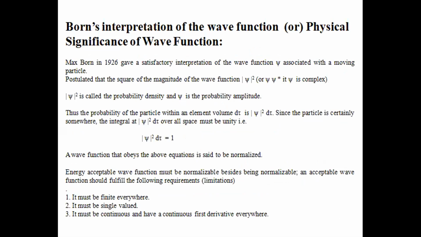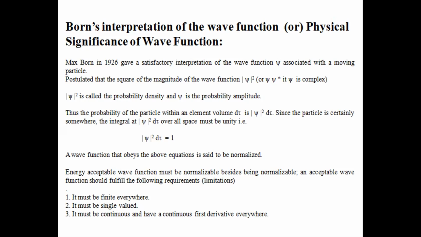Next, Born's interpretation of the wave function, or the physical significance of a wave function. When we are treating the electron as a wave, then we need to represent the wave with some wave function psi. So, Max Born in 1926 gave a satisfactory interpretation of the wave function psi associated with a moving particle. He postulated that the square of the magnitude of the wave function, psi square or psi into psi star, because psi is a complex quantity, represents the probability density, and psi is the probability amplitude. Thus, the probability of finding the particle within an elementary volume d tau is psi square d tau.